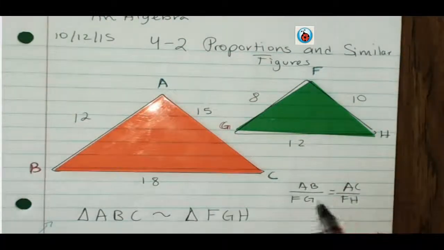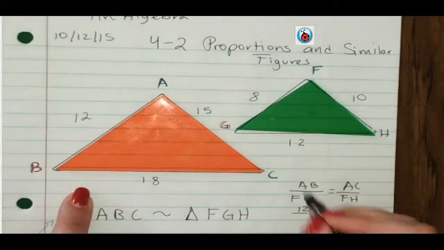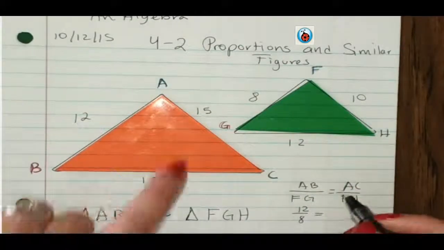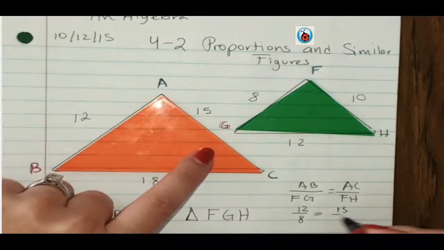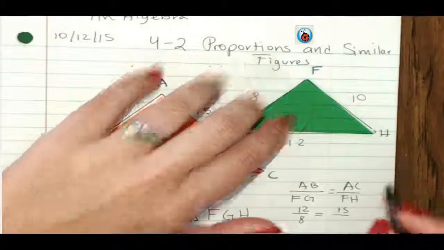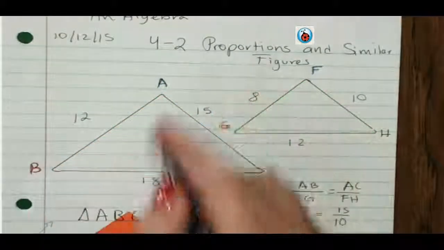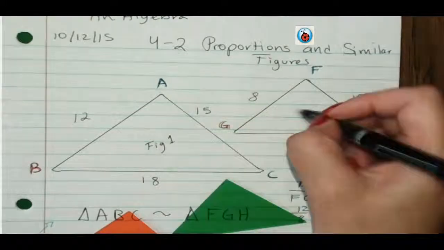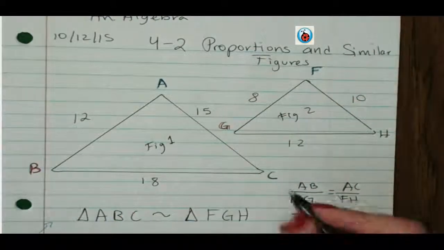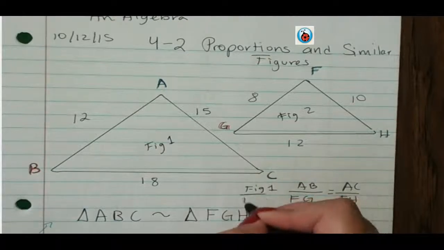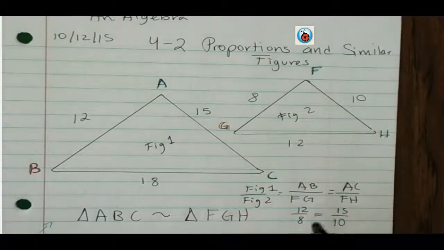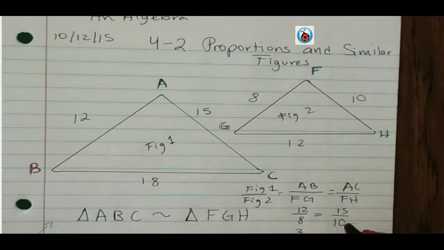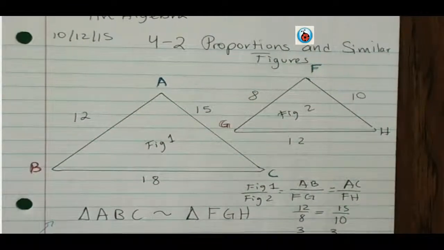So let's try that. AB measures 12, FG measures 8, and that should equal to AC, which measures 15, and FH, which measures 10. So we did figure 1 to figure 2, right? Figure 1 to figure 2. If we simplify 12 to 8, this means 3 to 2. And if we simplify this, we get 3 to 2. Do you see how they're proportioned?